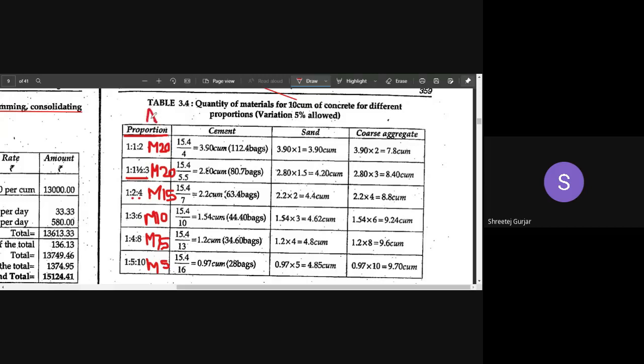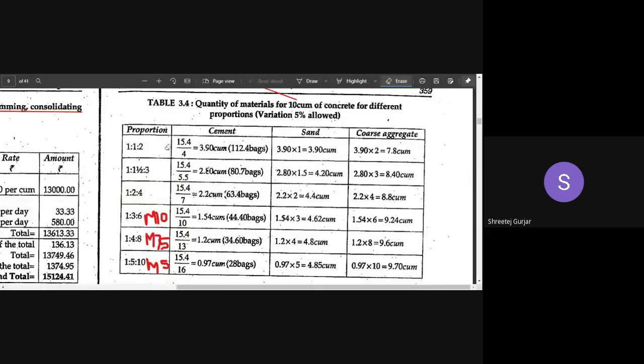This is very important for you. Not for this subject alone, as a civil engineer you have to know these particular grades. Remember any one of the grades that you are able to keep in mind. Like 1:2:4, you can remember for M15, right? And other things you can write down easily, right? M20, M25, you can go further, no problem.